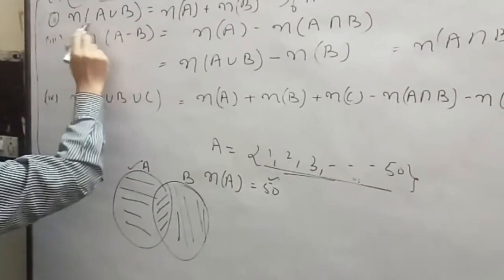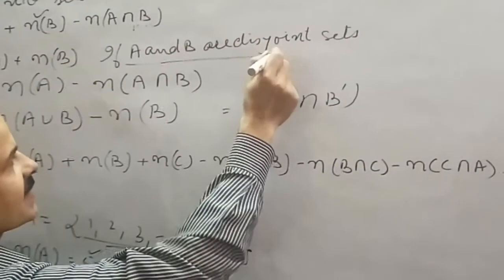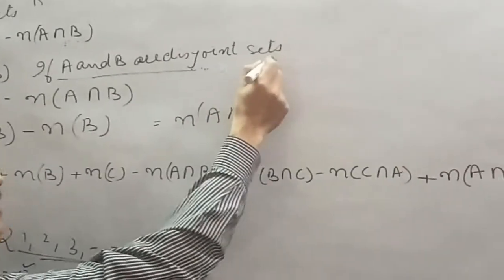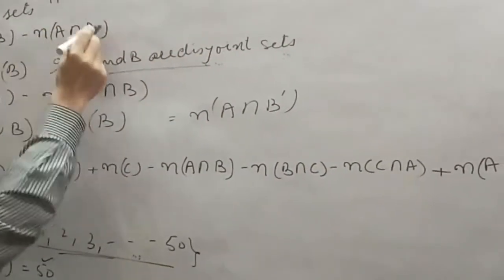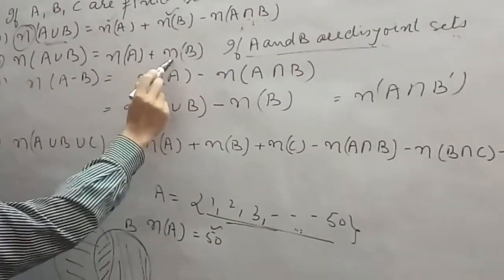Second formula, n(A union B) is again n(A) plus n(B) if A and B are disjoint sets. If nothing is common between them, this intersection will be 0 in that case. So that formula will be n(A) plus n(B).